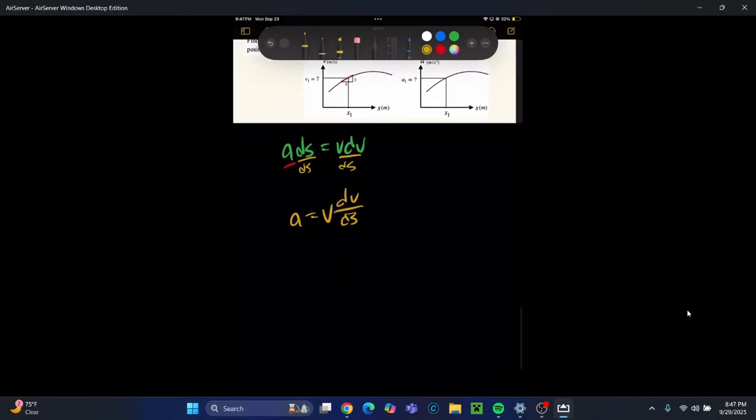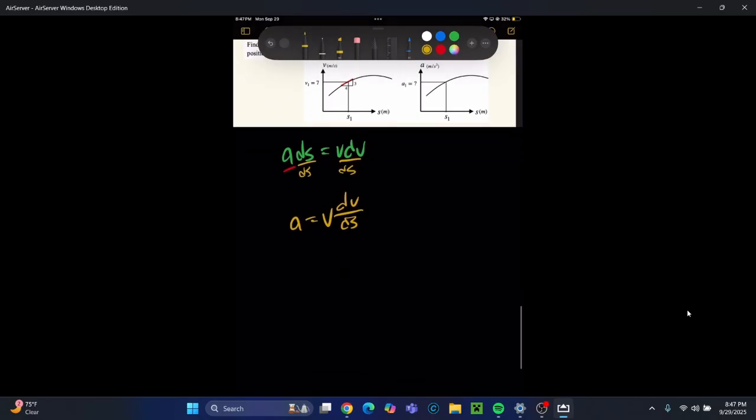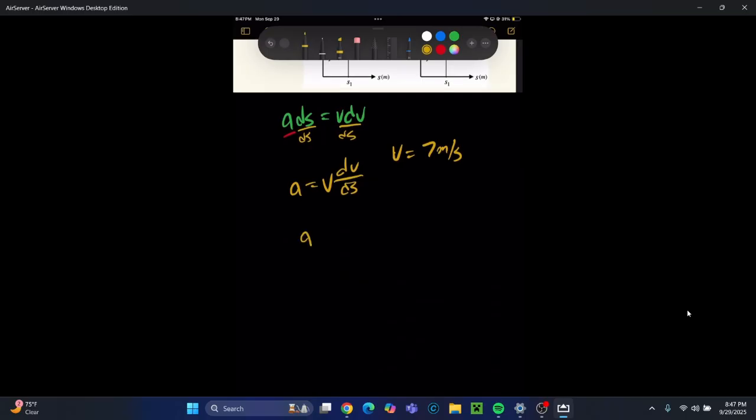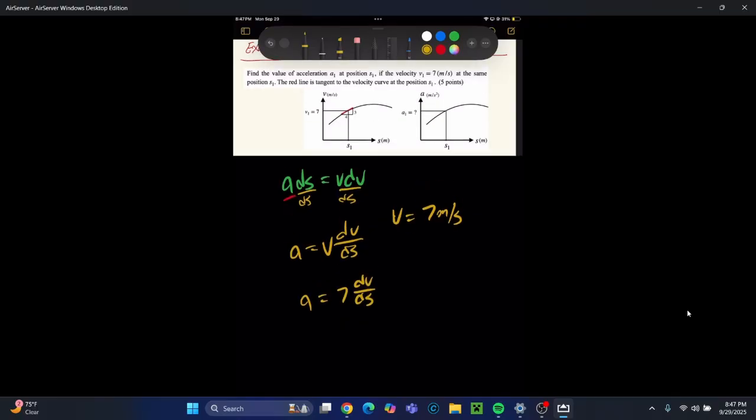And then now we're kind of stuck because it's like, okay, I know this is a true statement, but how do I relate it to the tables? Well, we know that v1 equals 7 meters per second. So we know v, in this scenario, is just 7 meters per second. So great, we're one step closer. Or a equals 7 dv/ds. But now we need to find the dv/ds term.